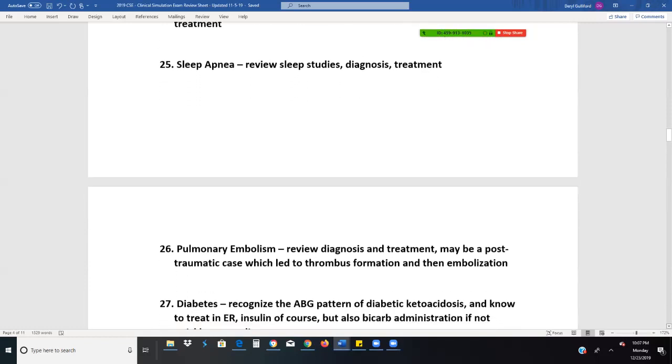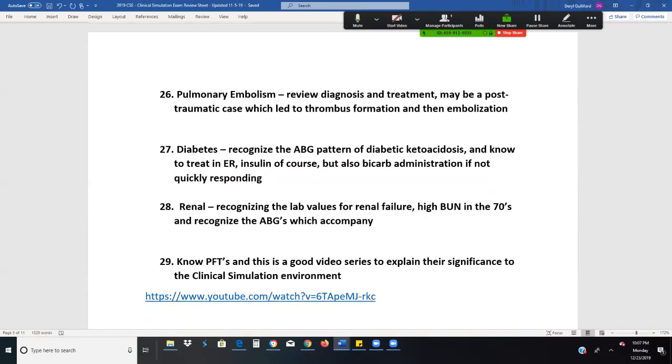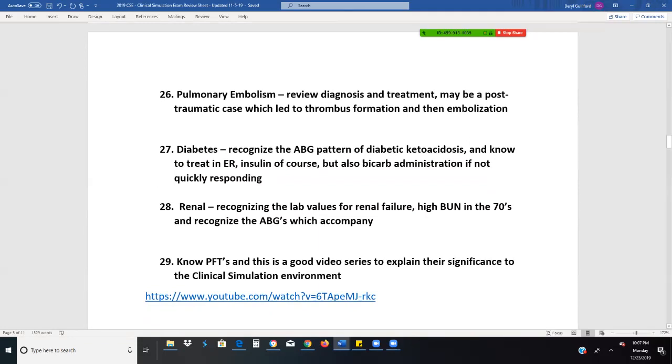Pulmonary embolism, you're likely to have a case on pulmonary embolism. Remember the D-dimer test, and I would recommend CT for the diagnosis. It could be a lung scan, but honestly, these days we've moved to CT for the diagnosis. The D-dimer test, as I mentioned, sudden onset. Post-traumatic is also a possibility. That could be like a femur fracture from a motor vehicle accident or a skiing accident or something like that.